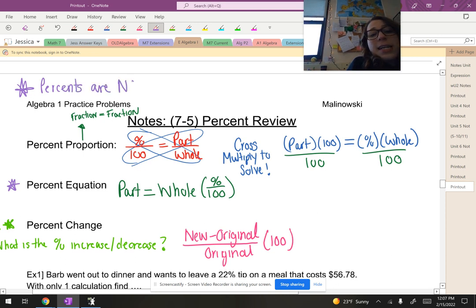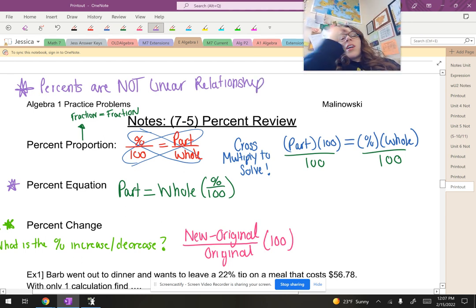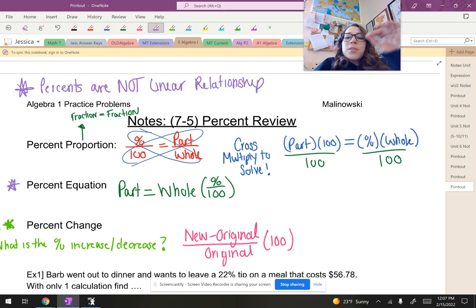Percents are not linear relationships. And that's because if you start with 100 and you take 5% off of 100, you're left with 95. But if you go and take 5% off of 95, that's not exactly the same as taking 5% off of 100. So even though the percent that you're taking off or adding on stays the same, the number that you're taking the percent of or off does not stay the same. And that is why it's not linear.